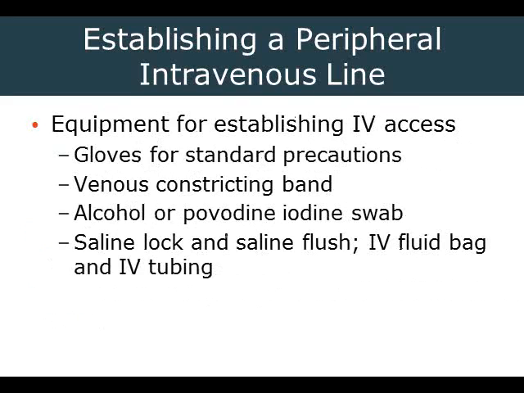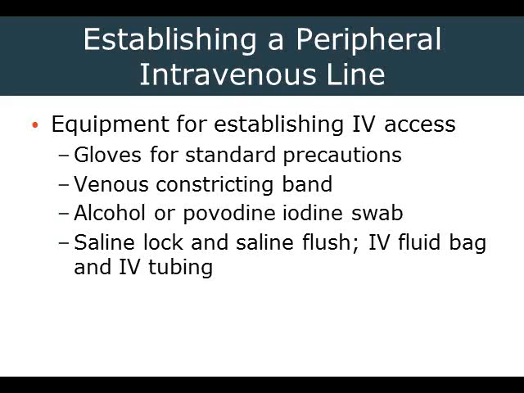Additionally, we've got to gather the appropriate other supplies. We're going to have gloves on for our standard precautions. We're going to need a venous constricting band, what's often called the tourniquet, and that tourniquet is going to be used to constrict the blood vessels a little bit and allow a little blood to back up and cause the vein to kind of plump up for us. A cleansing substance, usually alcohol, maybe iodine, maybe ChloraPrep, and then whatever we're going to attach to our catheter, whether that's a lock, which is simply a cap, or a tubing that goes to our bag.